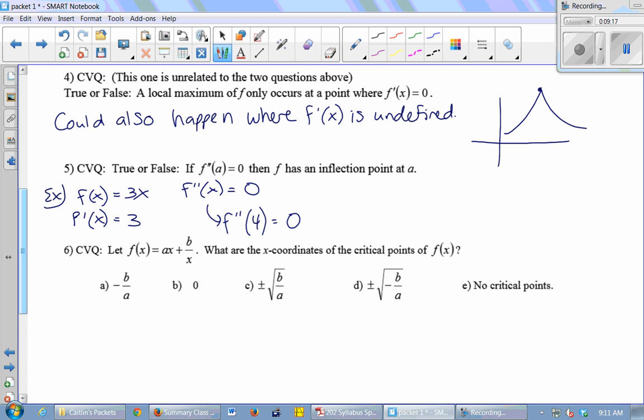A would be a candidate for an inflection point, but not necessarily an inflection point. In order for there to be an inflection point, f double prime would have to be 0 or undefined. But being 0 or undefined does not necessarily mean there's an inflection point. We say it's a condition that is necessary to have an inflection point, but not sufficient. Necessary, but not sufficient. So this would be false. And this one was false.